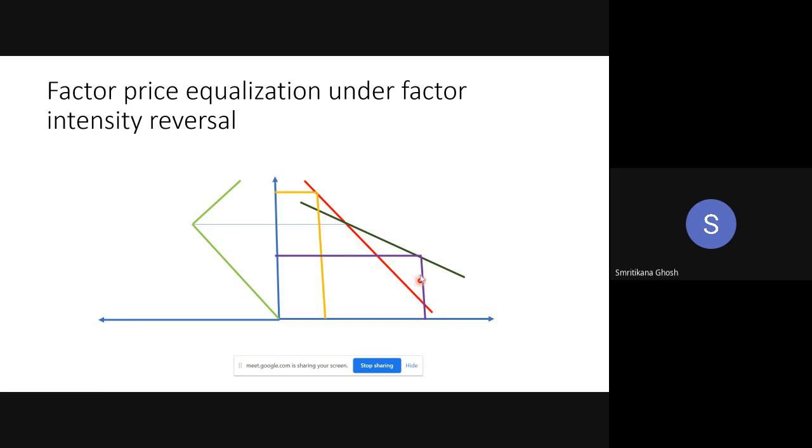Country A, with all its resources, will produce the labor intensive commodity. Country B, with all its resources, will produce Y, that is the labor intensive commodity. So here, country B is violating the HO theorem. Country B, which is a capital intensive, capital abundant country, is producing the labor intensive commodity if it is within this range. So you are not getting factor price equalization under factor intensity reversal. Okay.